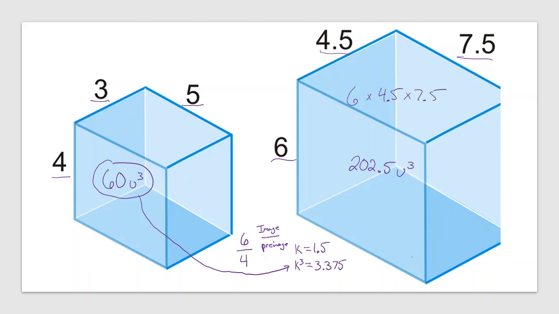So 6 times 4.5 times 7.5 does equal 202.5. I double checked my work there. It worked. Now there's a third way I could do this.